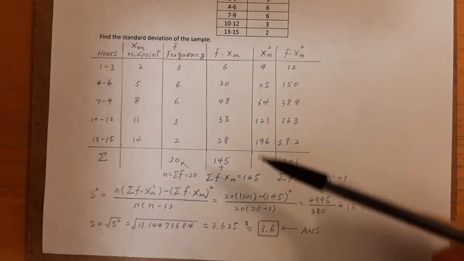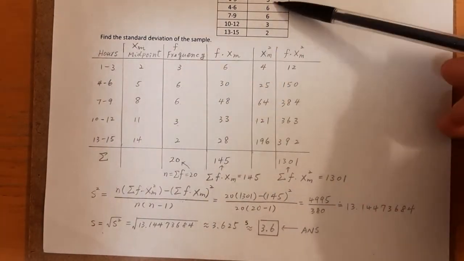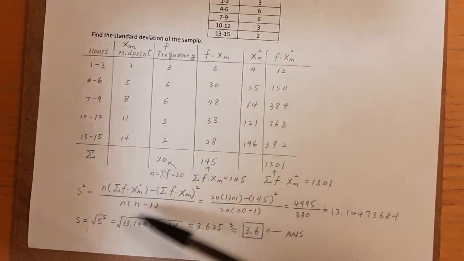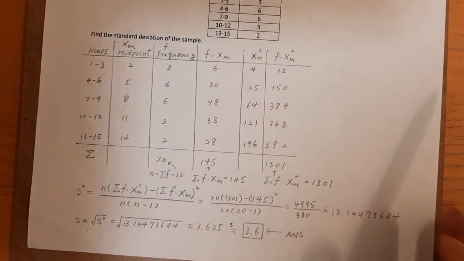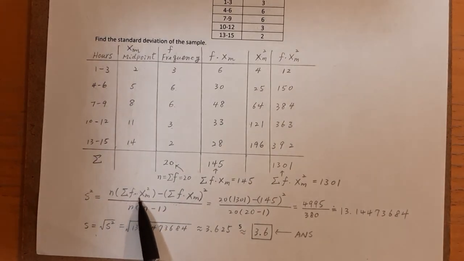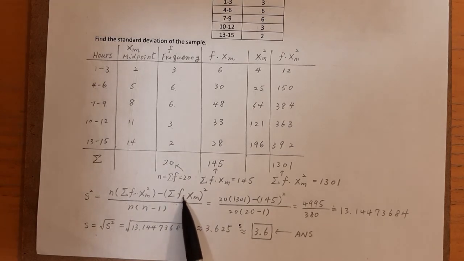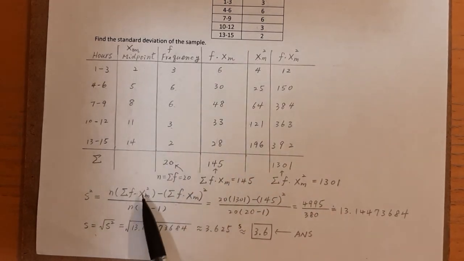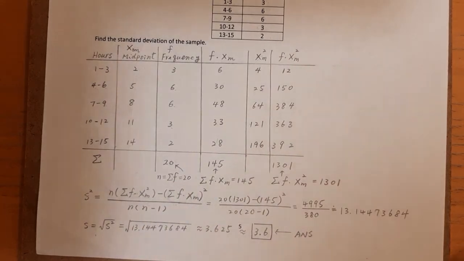And then the frequency is copied over from the table: 3, 6, 6, 3, 2. Add together, the total n is 20. Then we have to figure out f times xm, because here we are going to figure out f times xm. We also need to figure out xm squared and multiply together. So we need to figure out those for the formula.